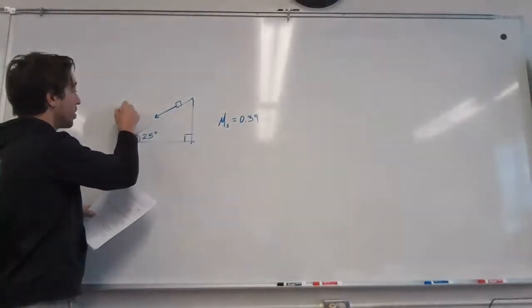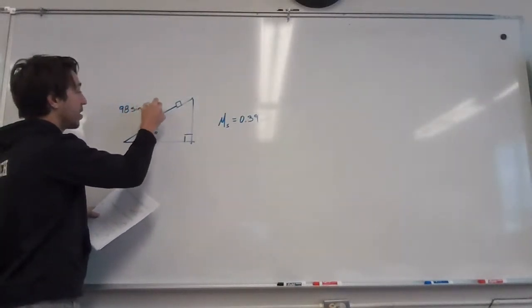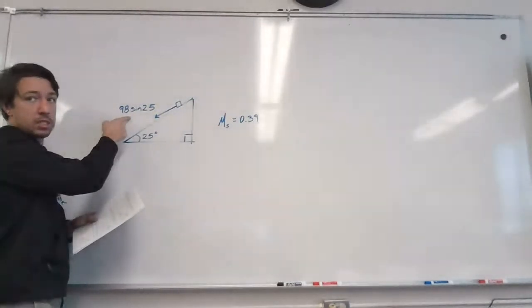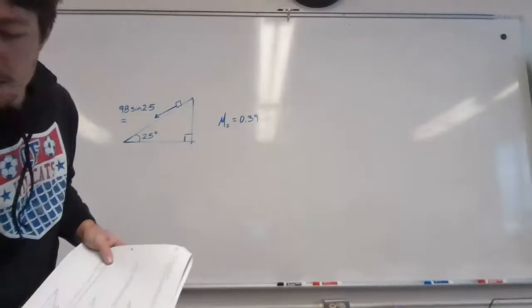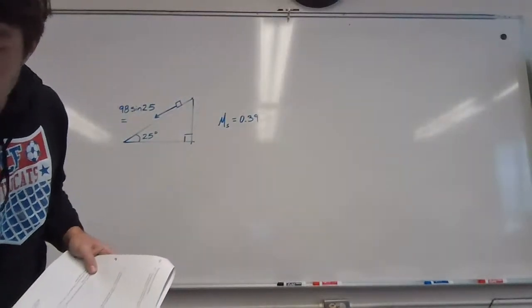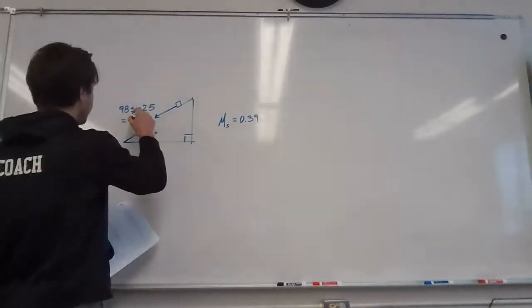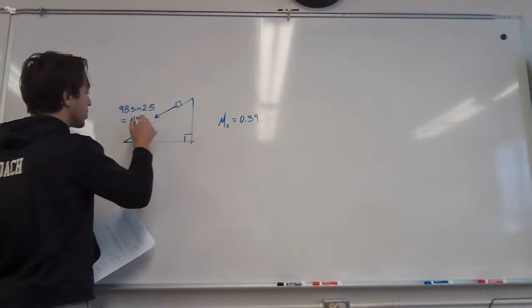Very good. 98 times the sine of 25. Is everyone okay with that? Does that make sense? So let's get a number there. That is a decimal. That's 41.4. Great. Newtons.